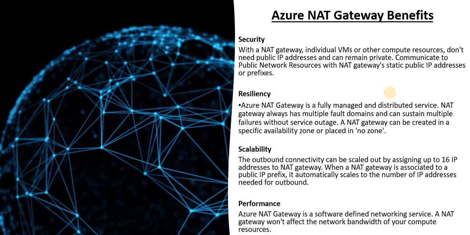Scalability wise, the outbound connectivity can be scaled out by assigning up to 16 public IP addresses to NAT gateway. When a NAT gateway is associated to a public IP prefix, it automatically scales to the number of IP addresses needed for outbound. Performance wise, Azure NAT gateway is a software defined network service. A NAT gateway won't affect the network bandwidth of your compute resource.